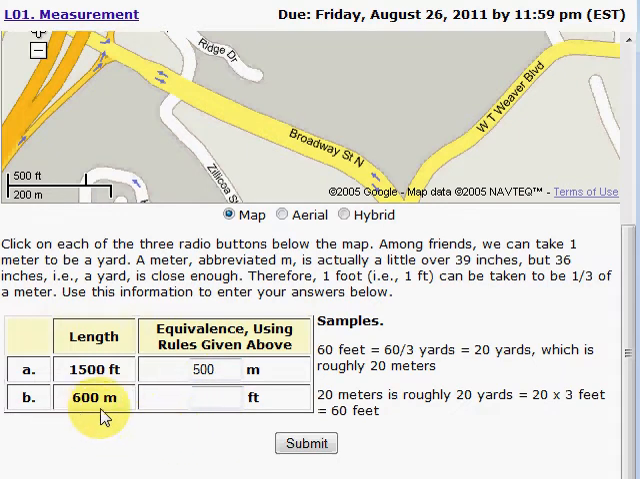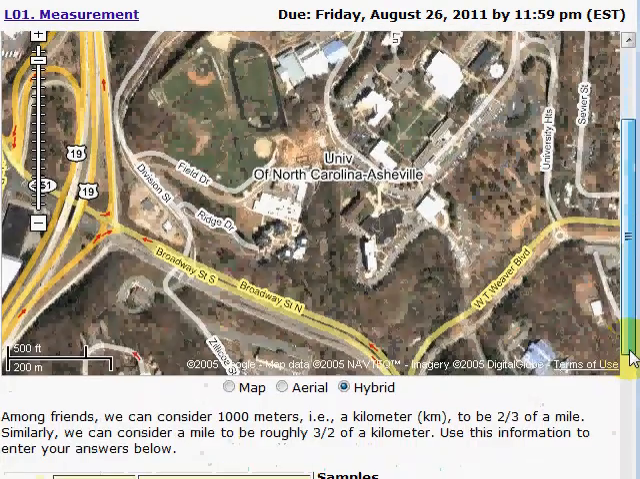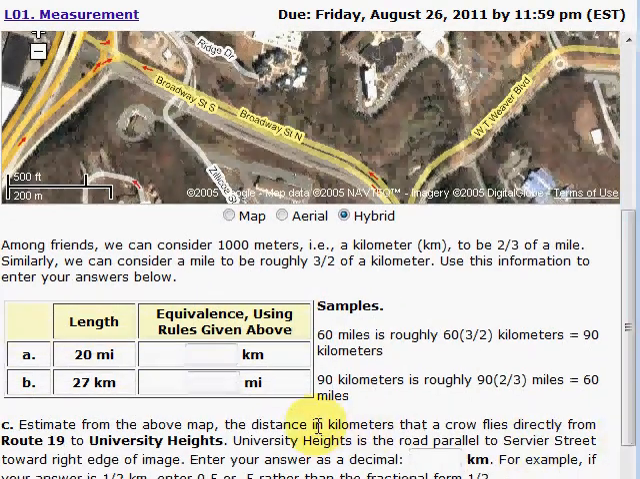And if you have 600 meters and you want it in feet, just pretend that's a yard, and then you would multiply by 3 and get 1,800. For the miles and the kilometers, what you do there is you remember that there's this 2/3 rule, 3/2 rule. More precisely, it's 5/8, 8/5, but 2/3 is close enough to get a quick estimate.